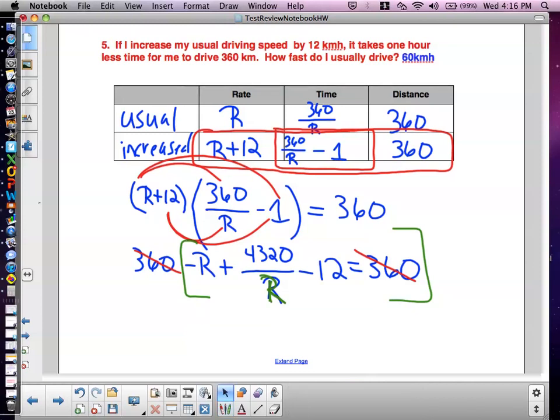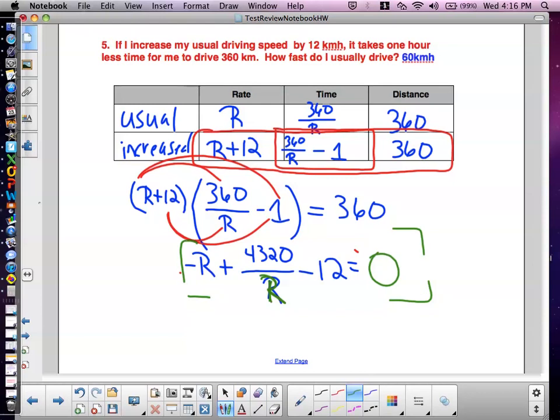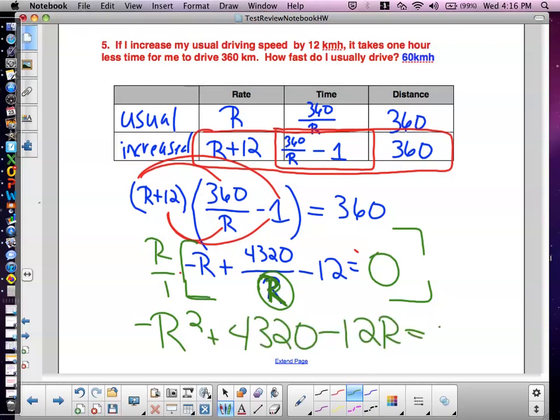So I'm going to clear the board and start from here. I'm going to start with using the LCD method. Actually, let me just erase this. We'll just salvage what's left. 360, 360, canceling each other out on both sides. This is equaling 0. If I multiply what remains by R over 1, since this is the only denominator in the whole expression, now I end up here. I have negative R squared plus 4,320 minus 12R equaling 0.